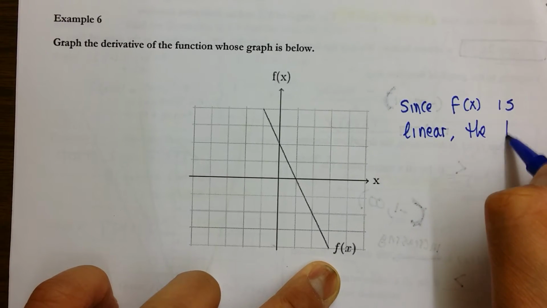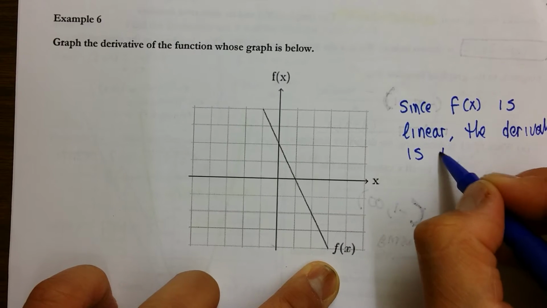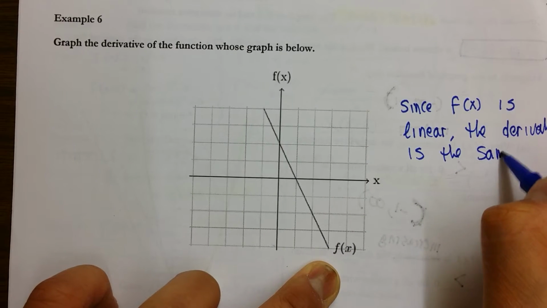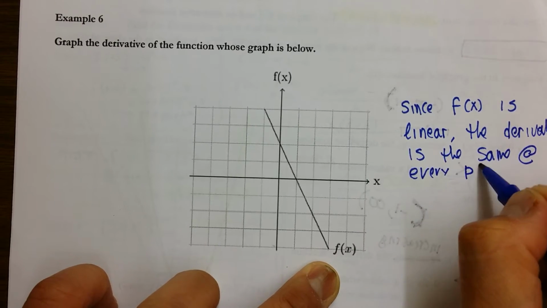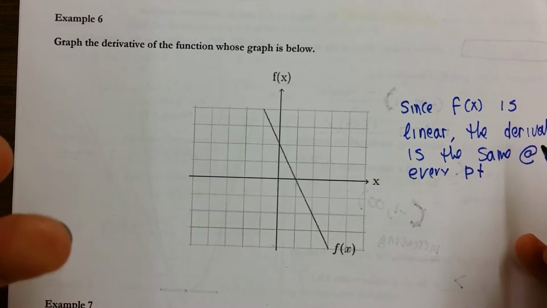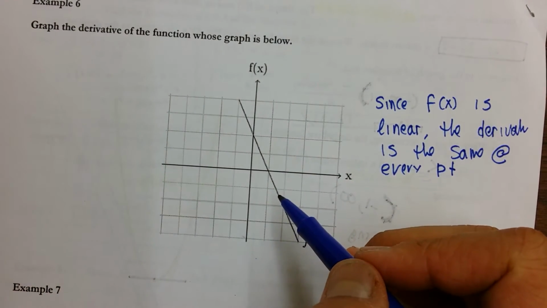the derivative is the same at every point, right? Another way to think about it is the derivative at any point is just the slope of this line, right?